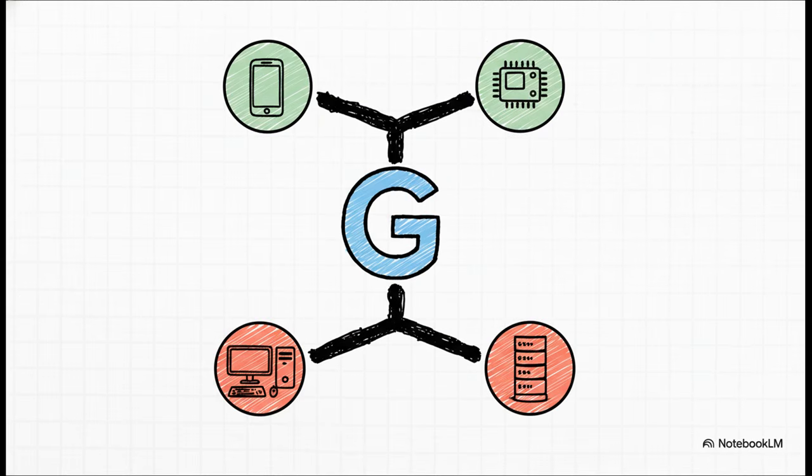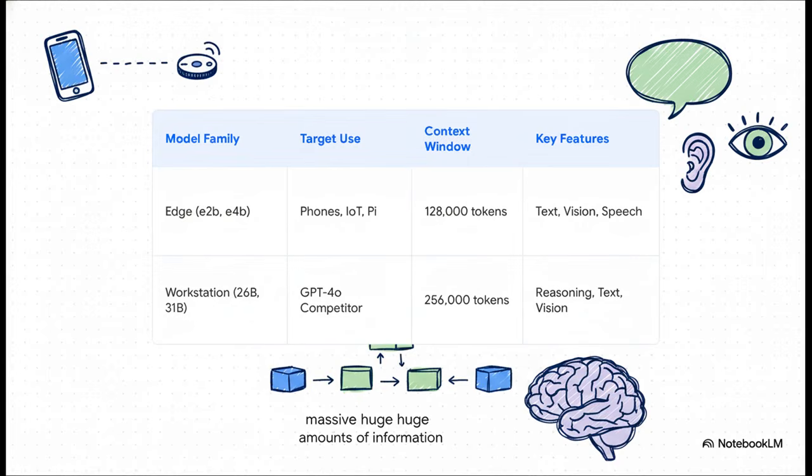And it's not just one model either. Gemma 4 is actually a whole family of 4 different models. First, you've got these smaller edge models. They're designed to run on everyday hardware. You know, your phone, a Raspberry Pi, that kind of thing. And then you've got the workstation models. These are the heavy hitters, the ones built to compete with the very best out there. Now, here's what's so cool. Every single one of these, from the smallest to the largest, supports both text and vision right out of the box. The little edge models can even handle speech right on the device.